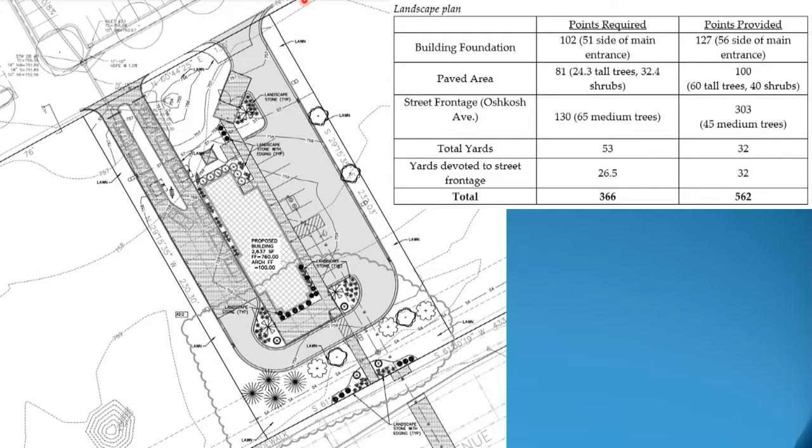They are meeting the points requirement for the street frontage. However, they are under the 50% medium tree requirement, but they can meet that by substituting 1 or 2 of the tall trees shown for medium trees.